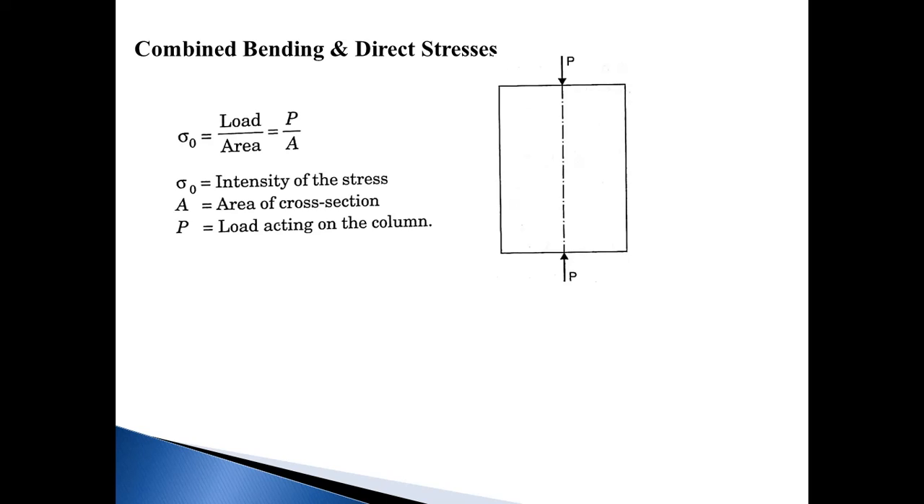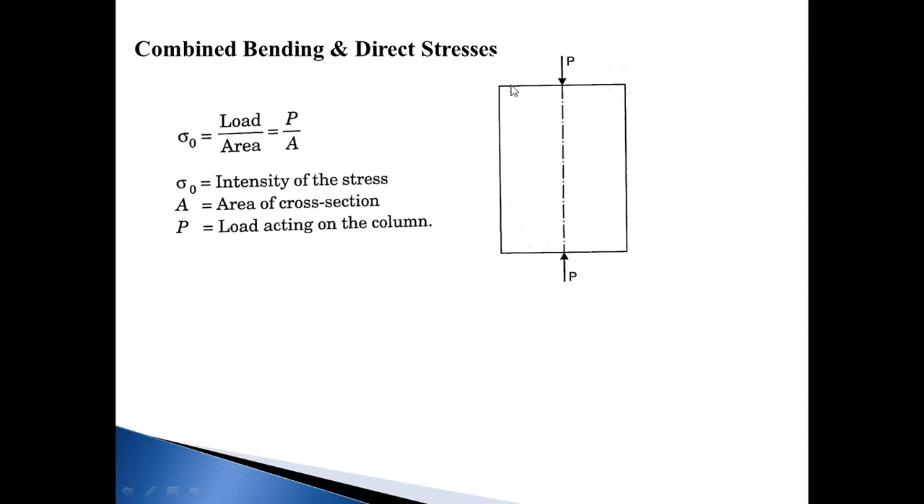When the load acts away from the CG in the column, two types of stresses are induced. The first one is the direct stress and the second one is the bending stress. So let us see in this chapter combined bending and direct stress.